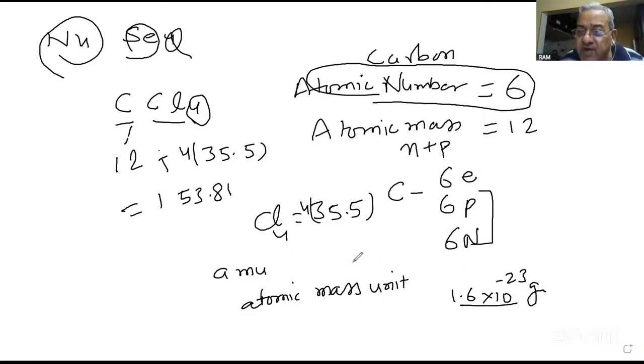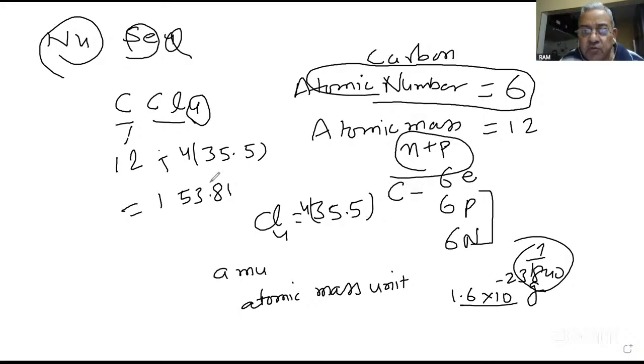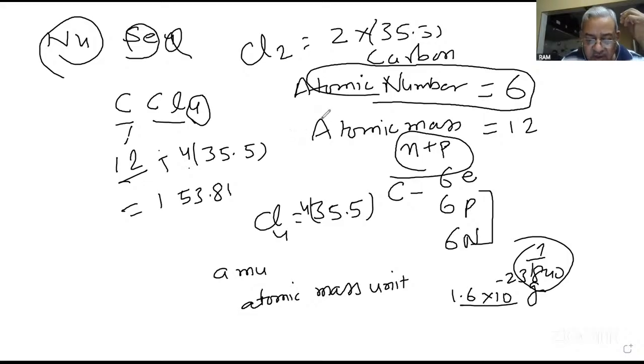So the mass of the electron is very less. It is about 1 upon 1840 of the mass of a proton or neutron, so this is not calculated. Only neutron plus proton mass is calculated, right? So here the mass of carbon will be 12 and chlorine is 4. If suppose there is Cl2, then we have to do 2 into 35.5, because there are two atoms. One atom is having 35.5 units. Are you able to see it?